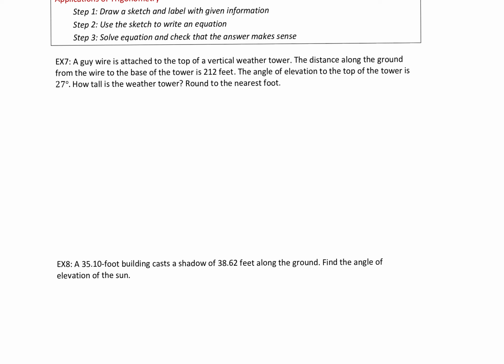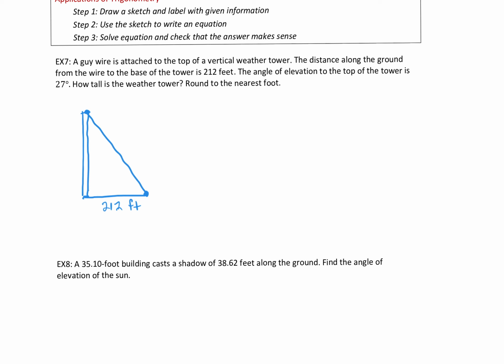I'm going to start drawing my picture. Well, first of all, I have this weather tower. So I'm just going to pretend that this is my weather tower. And we have this wire that's attached to the top of this vertical weather tower, and it's anchored to the ground to stabilize that. So the distance along the ground from the wire to the base of the tower is 212 feet.